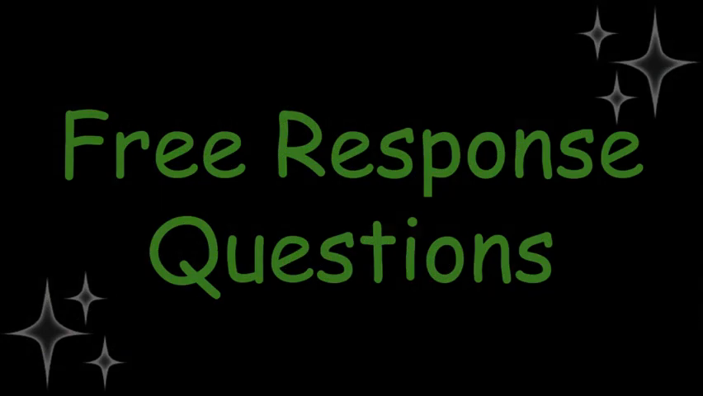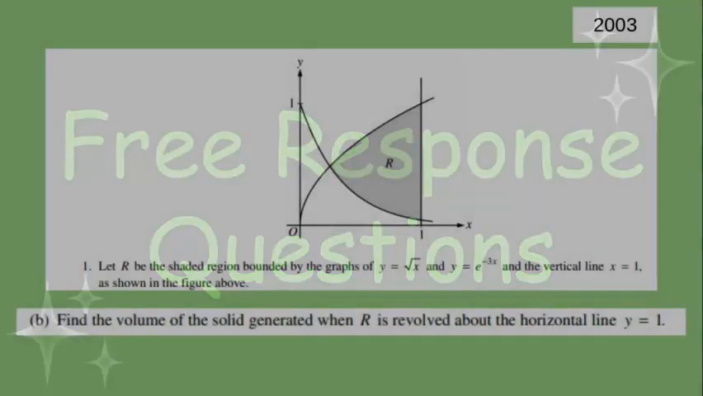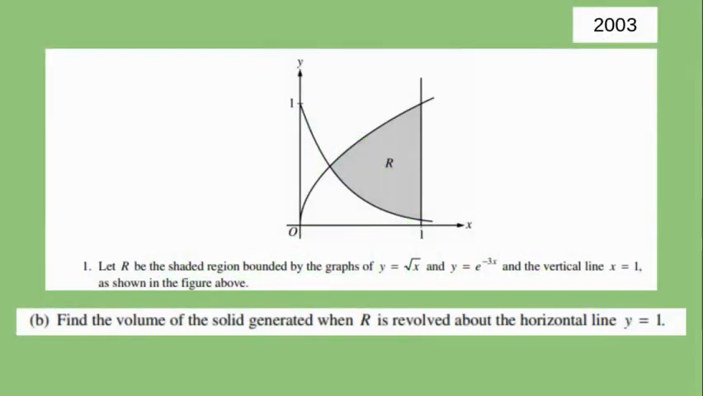Now that you've learned the basics of revolving solids, we're going to work through two past AP FRQs to get some practice. The first FRQ is question number 1 from the 2003 test. The question is, let R be the shaded region bounded by the graphs of y equals the square root of x and y equals e to the negative 3x, and the vertical line x equals 1 as shown in the figure above. Find the volume of the solid generated when R is revolved about the horizontal line y equals 1.